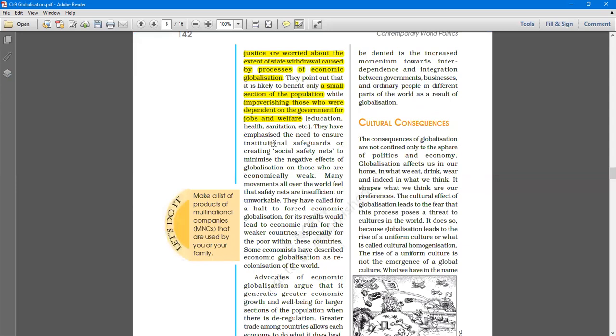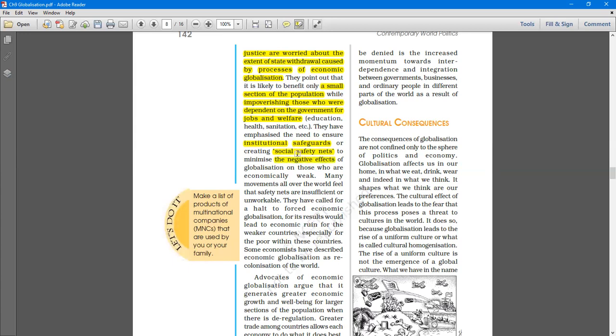Now, they have emphasized the need to ensure institutional safeguards. The people who criticize globalization usually say that there must be institutional safeguards. It simply means that the state must protect the rights, must provide basic necessities, must take everything in its own hand. Otherwise, the capitalists or the rich section of the society will just take most of the share of the resources. So it is the responsibility of the institutions made by the government to safeguard or create social safety nets to minimize the negative effects.